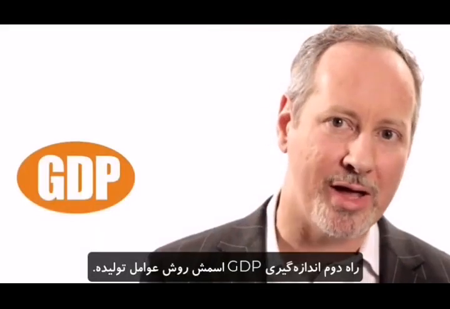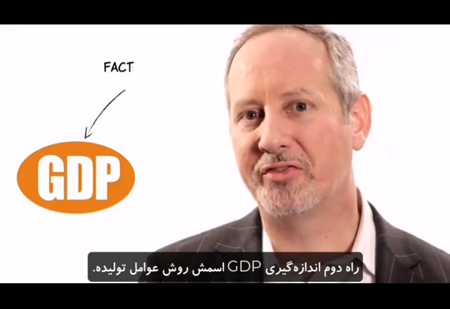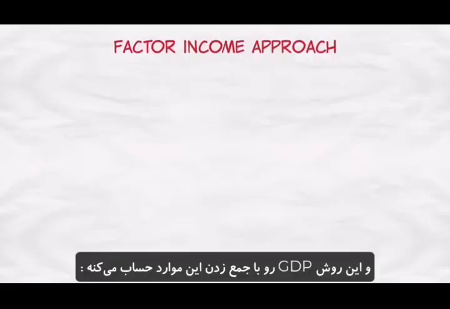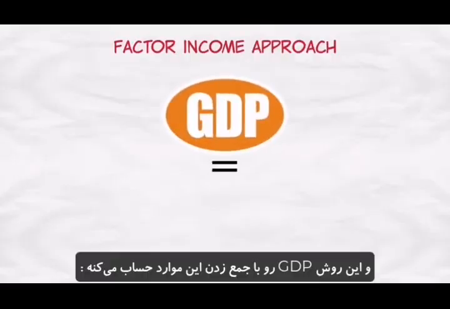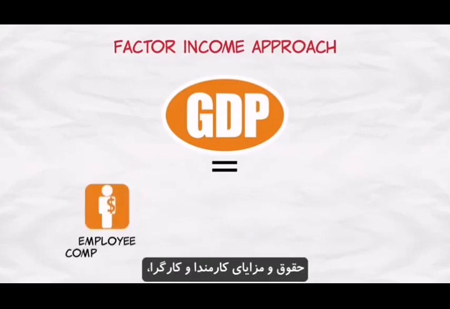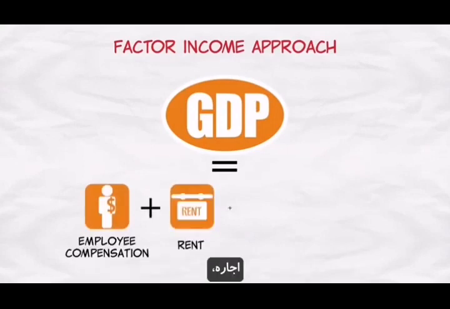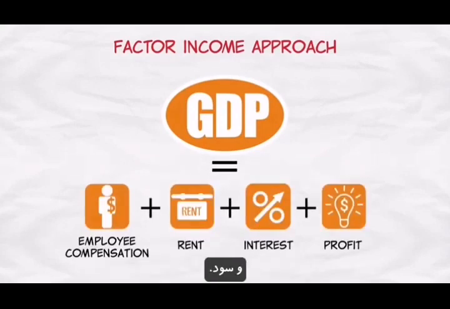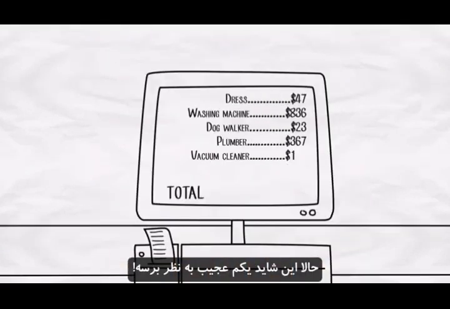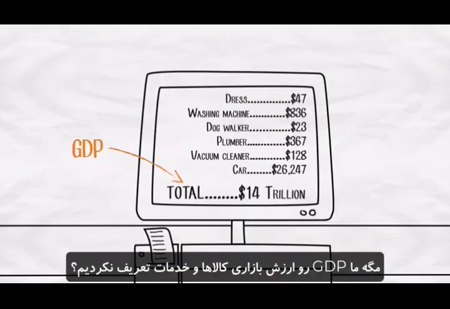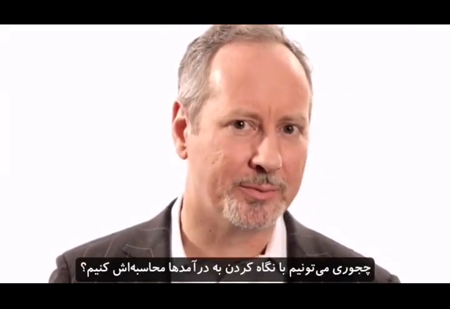The second way of measuring GDP is called the factor income approach, and it measures GDP by adding up employee compensation, rent, interest, and profit. Now, this may seem a little bit odd. Didn't we define GDP as the market value of goods and services? How can we measure it by looking at incomes?